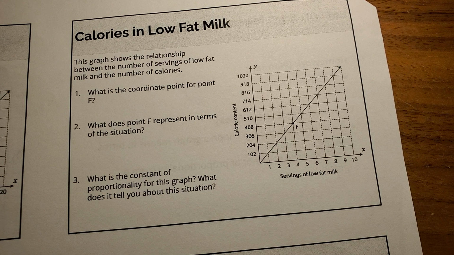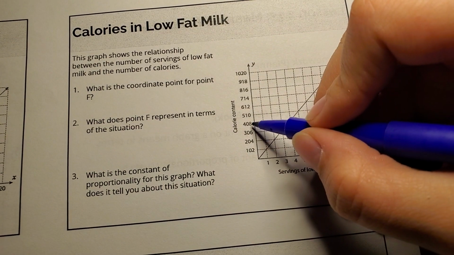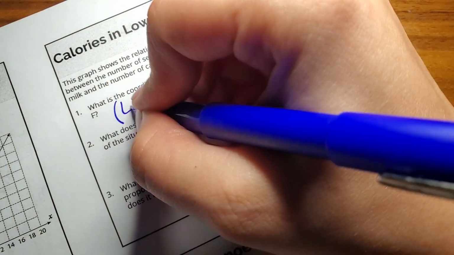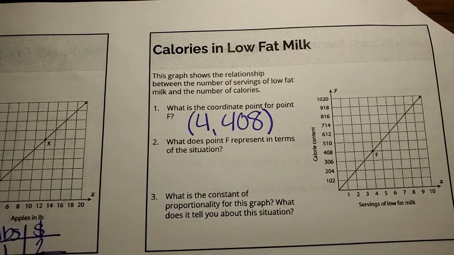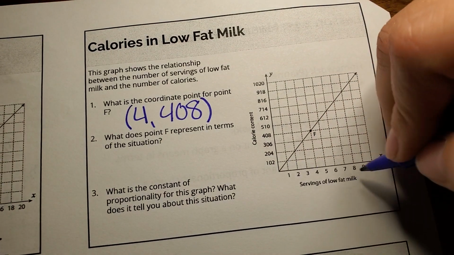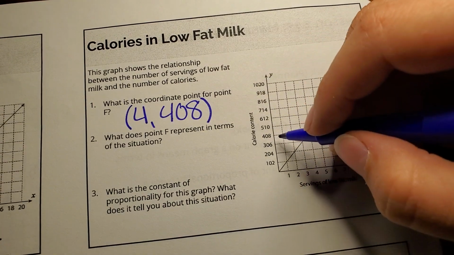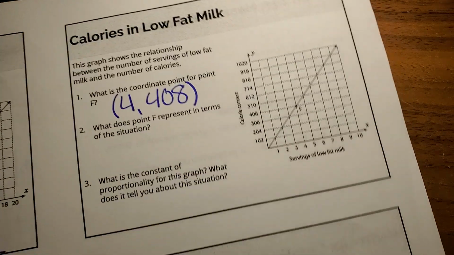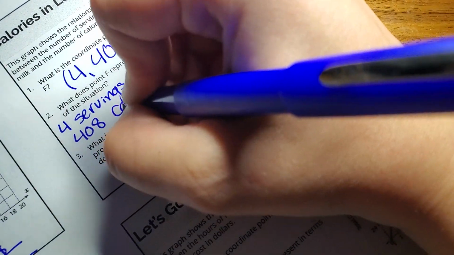All right, so point F, we go over 4 and up 408. So the coordinate point is (4, 408). Now what this means, 4 represents the servings of low-fat milk, and 408 is the amount of calories in it. So 4 servings has 408 calories.